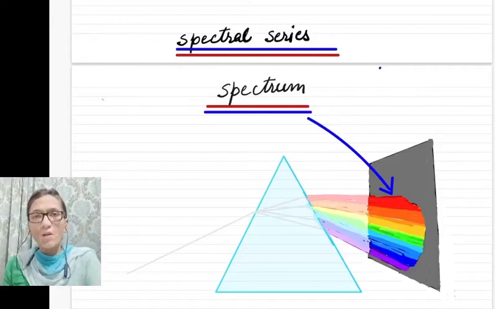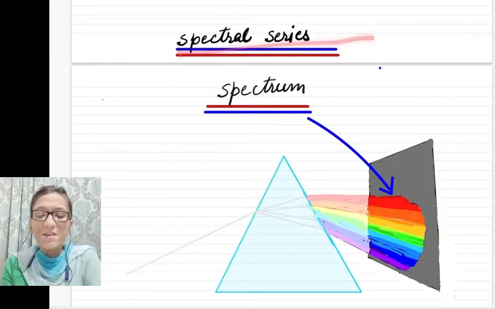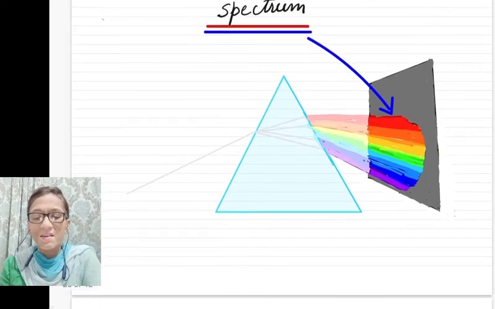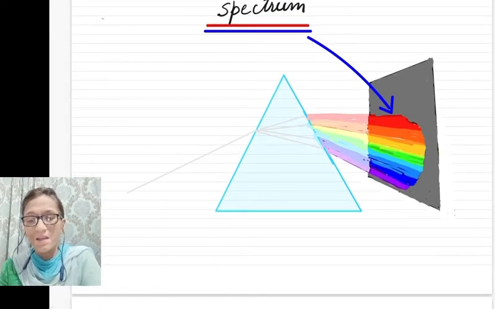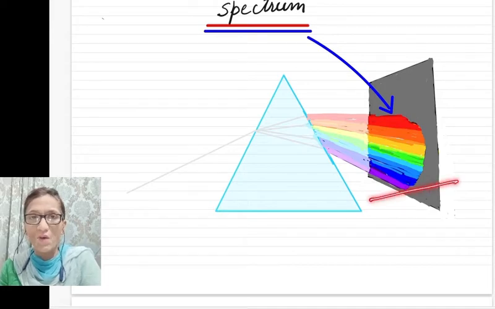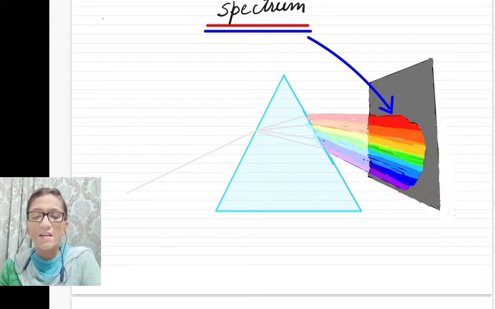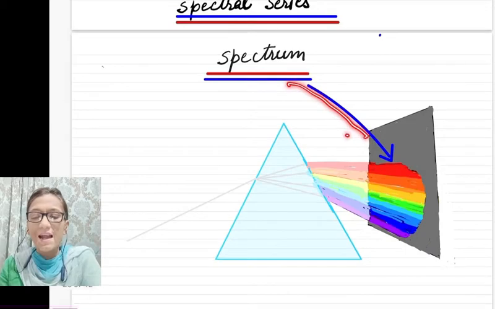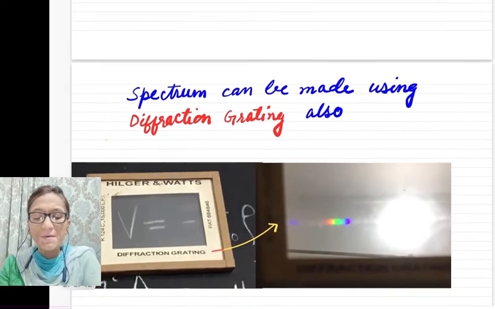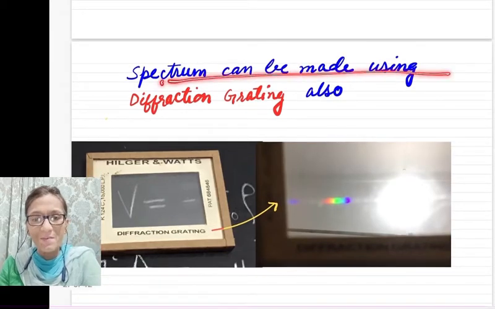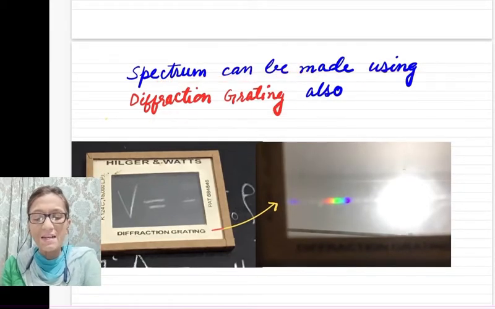Today we are going to discuss spectral series. As we know, when white light passes through any prism, a very beautiful pattern of light can be obtained on the screen. And this is called spectrum. Spectrum can also be obtained using diffraction grating.